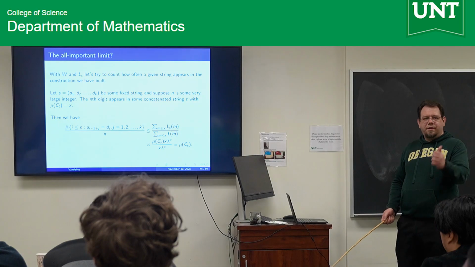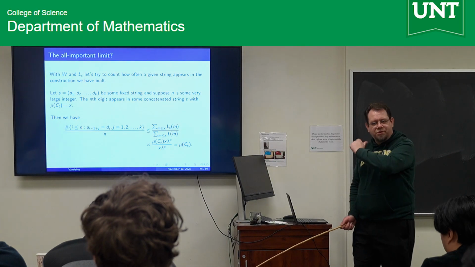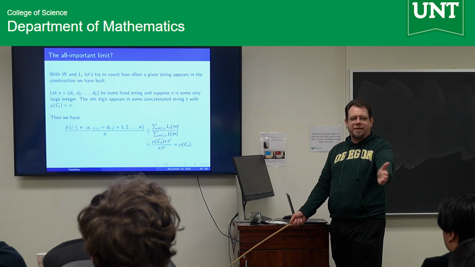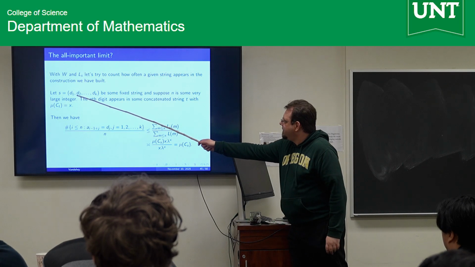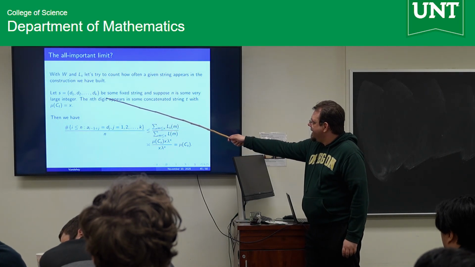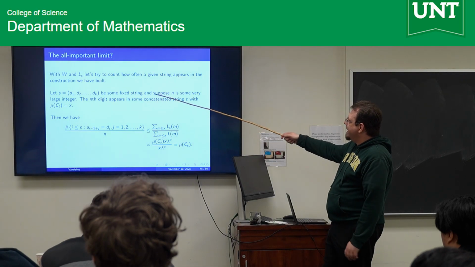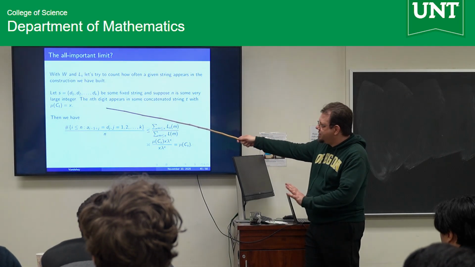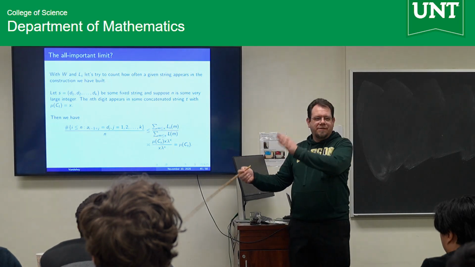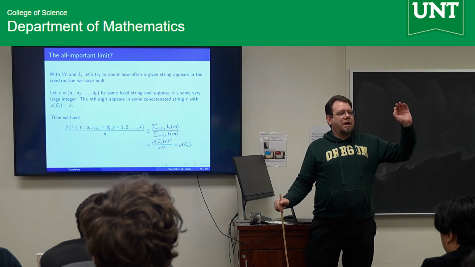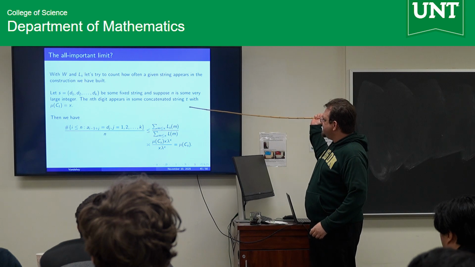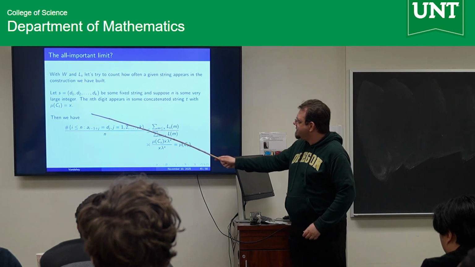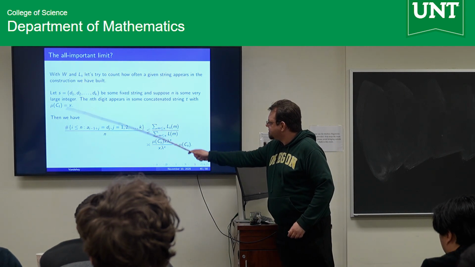Okay, now I've told you how to deal with w, I've told you how to deal with L sub s, we can finally actually check for normality. So, let's look at some little s, which is d1, d2 up to dk. This is some fixed string, and suppose that n is some very large integer. The nth digit in that big concatenation of strings appears in some string. Call whatever thing that is t, and let's say that the measure of t is x.